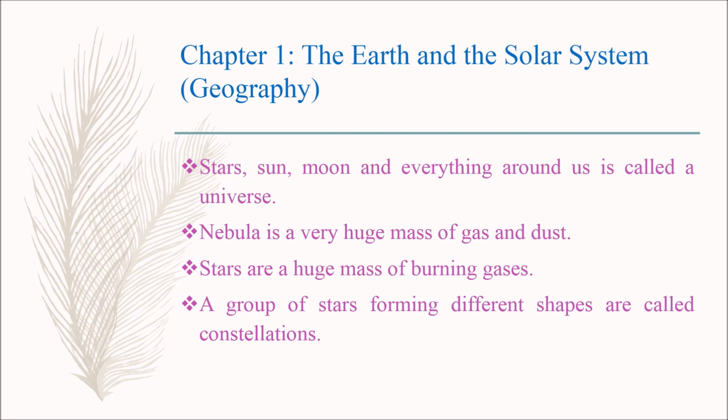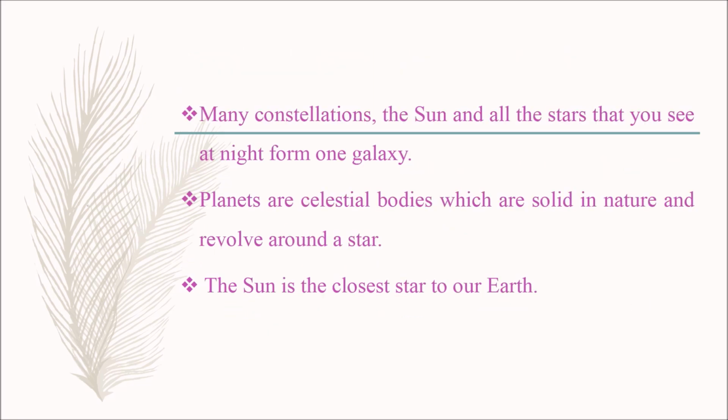Then we have stars. Stars are a huge mass of burning gases. A group of stars forming different shapes are called constellations. Many constellations, the sun, and all the stars that you see at night form one galaxy. Next, let's see about planets. Planets are celestial bodies which are solid in nature and revolve around a star.